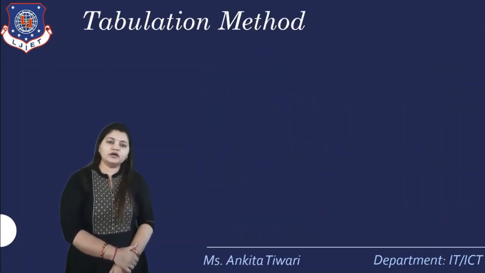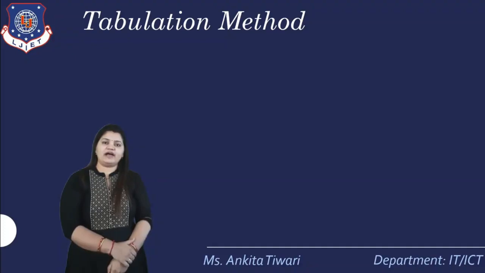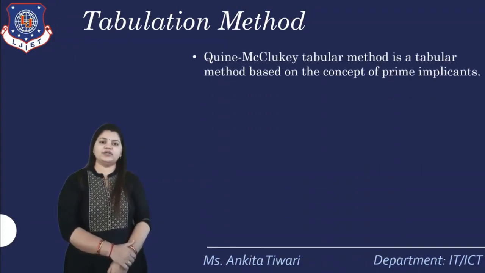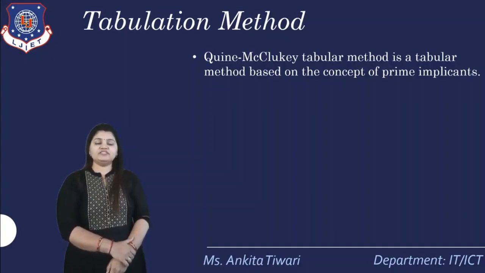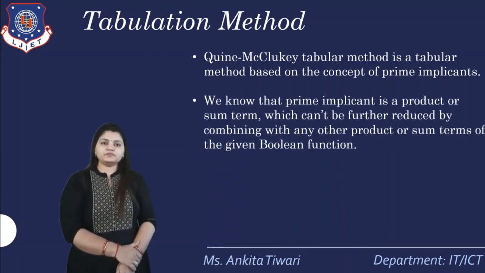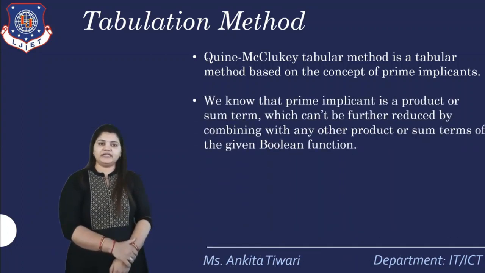Now, the method that we are going to cover in this session is the tabulation method. The tabulation method, whose other name is the Quine-McCluskey tabular method, is a method in the form of a table based on the concept of prime implicants. So basically when we reduce terms, the resulting terms are known as prime implicants. Now we know that a prime implicant is a product.